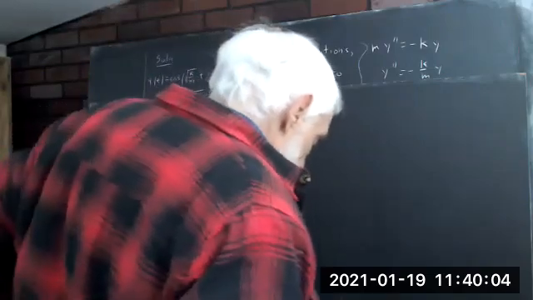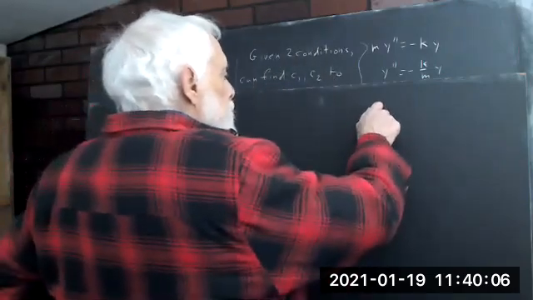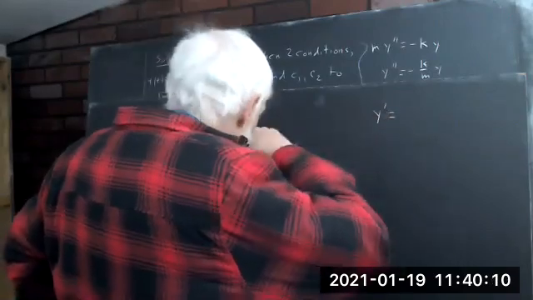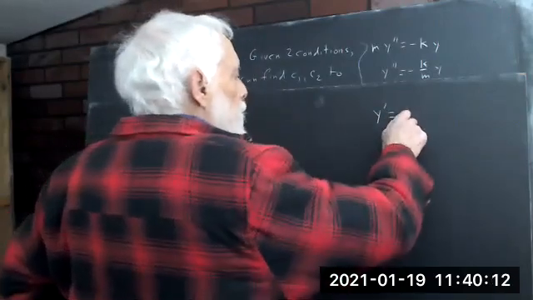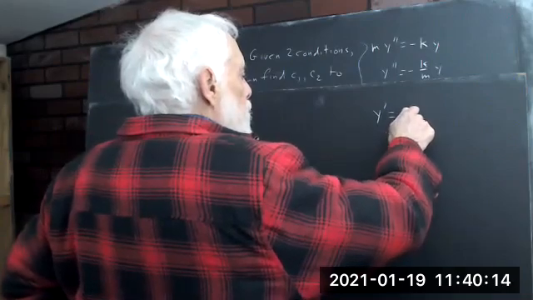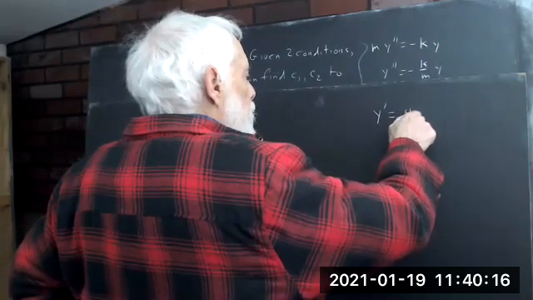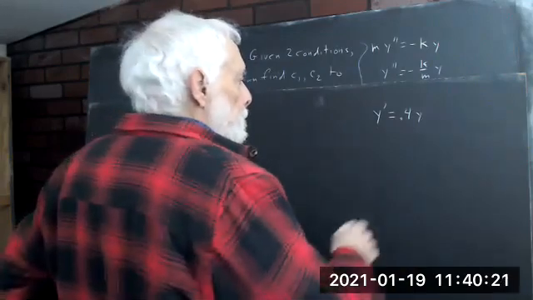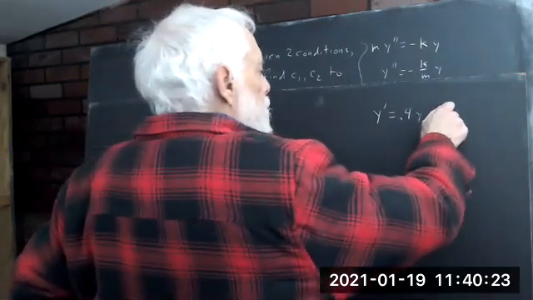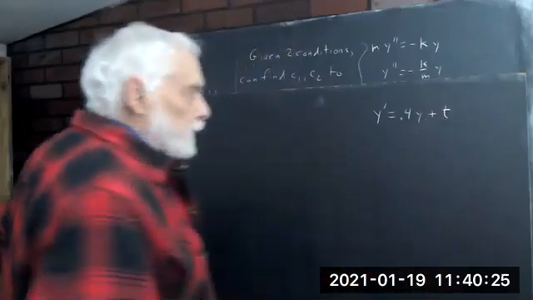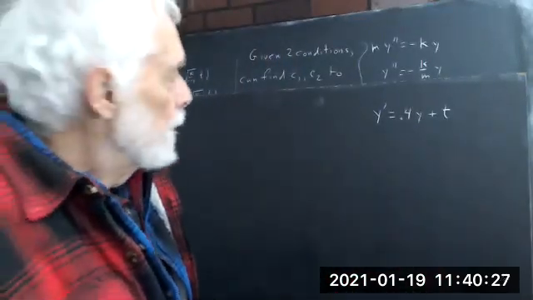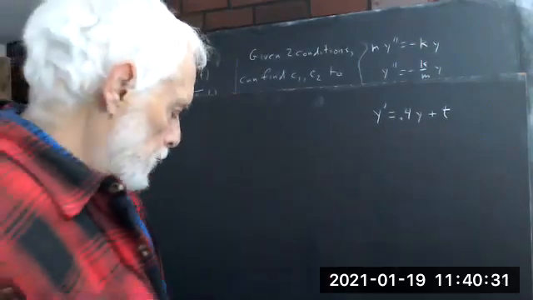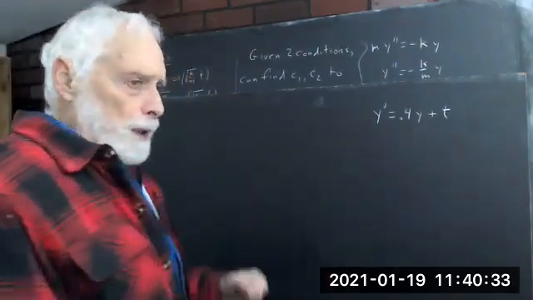So let's just say we have y prime equals 0.4y plus t. Turns out this is a really easy equation to solve. You'll see very soon how to solve it, but probably not just yet.